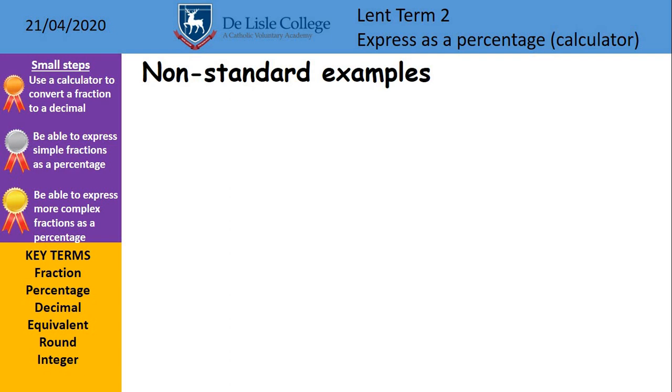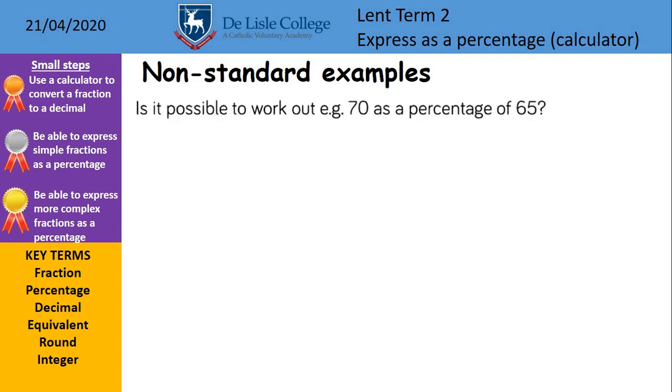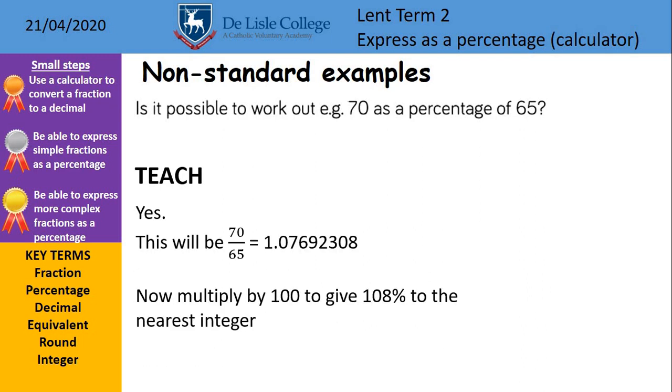Some non-standard examples. Is it possible to work out 70 as a percentage of 65? Well, yes, it is. Remember, in the lesson when we were not using our calculator, it is possible. So let's look at a question. So let's look at how we'd answer this particular one. So 70 over 65, we just put the bigger number, the first number still as the numerator. We just get an answer bigger than 1 this time.